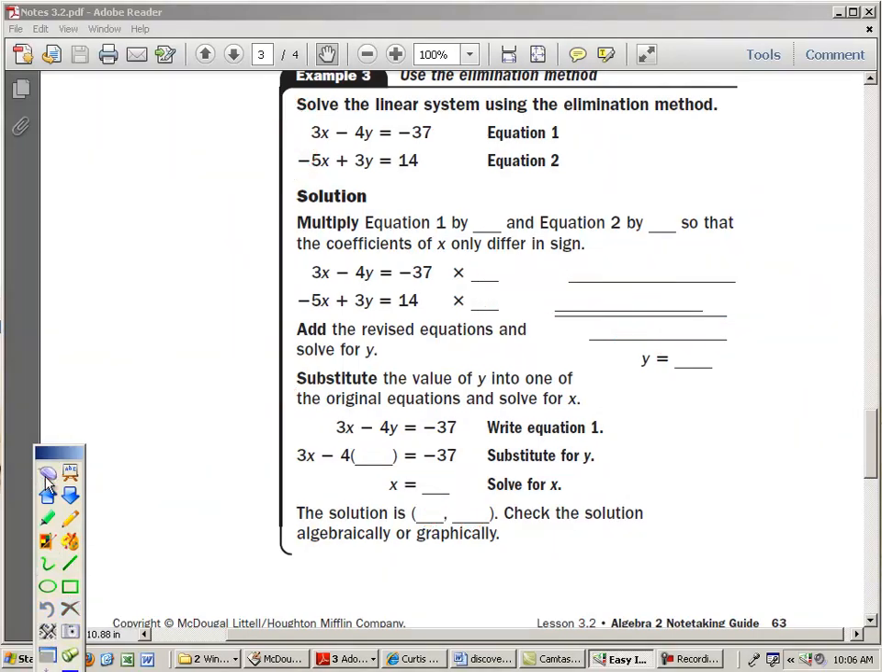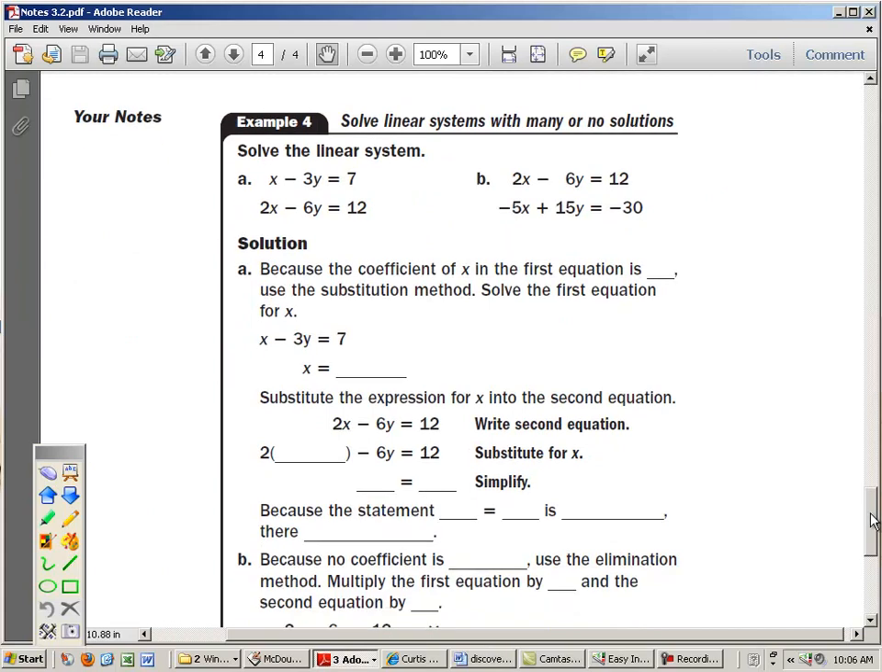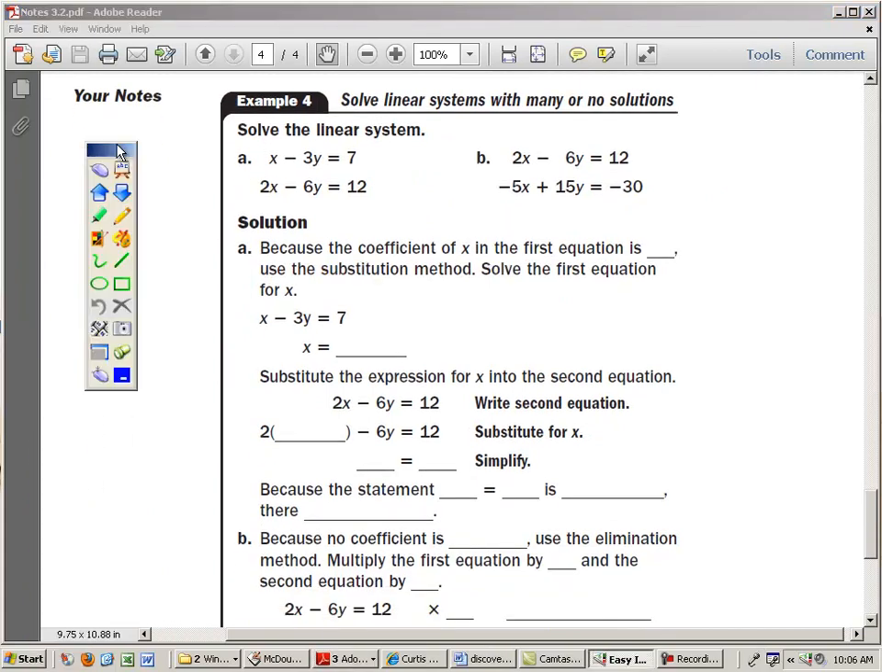All right, so our last idea then is this. What happens when all kinds of stuff goes haywire here? What happens if, when I start getting rid of things, everything cancels out? Let's take a look at example letter A here. Taking a look at the coefficients in this particular example, because the coefficient of x in the first equation is 1, that means substitution is probably a good way to go. So if I add 3y to both sides in this equation, I get x equals 3y plus 7.